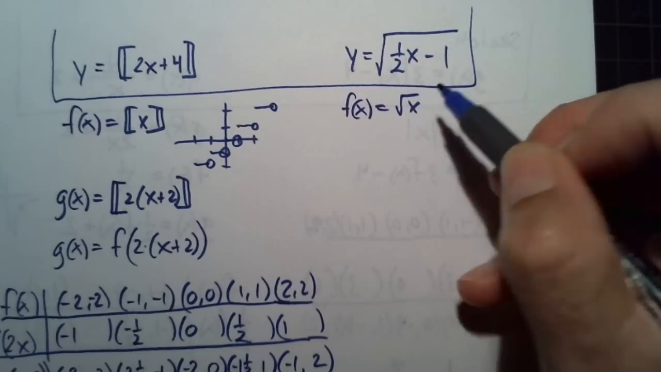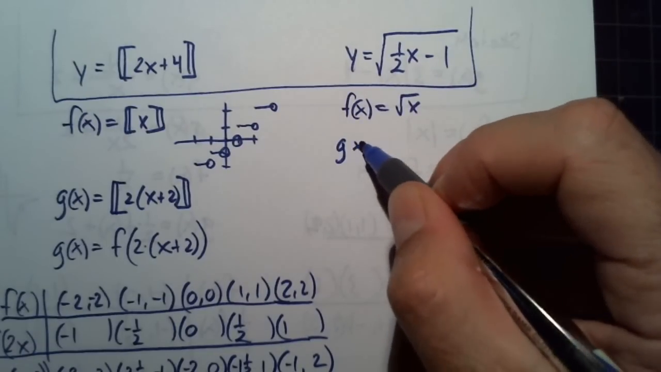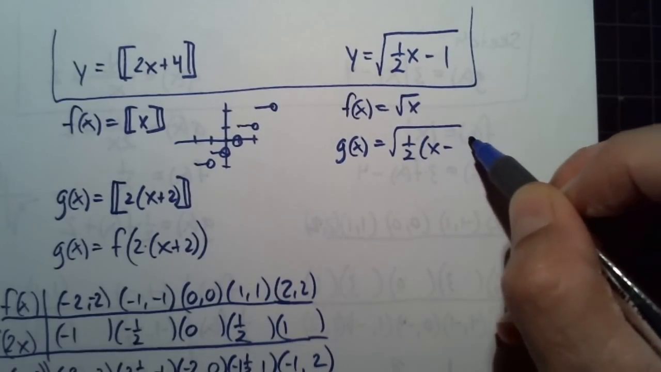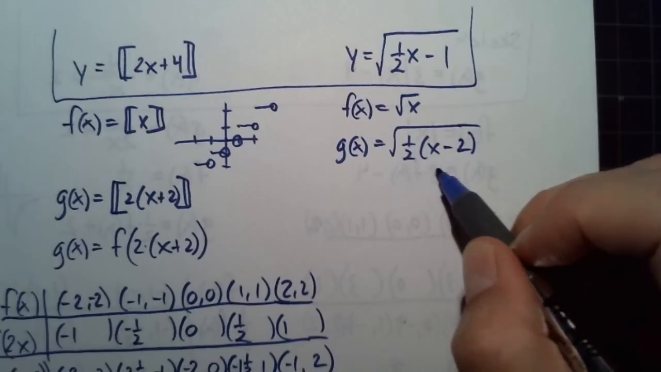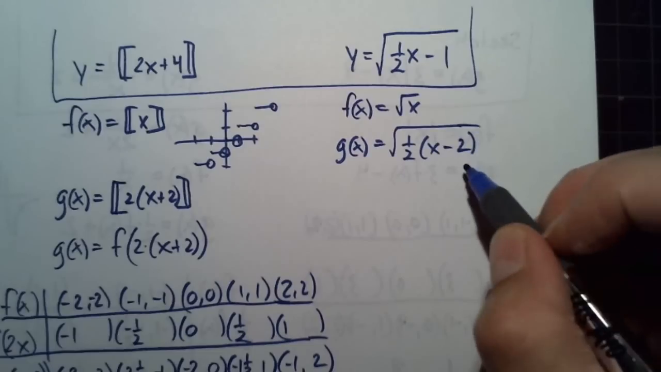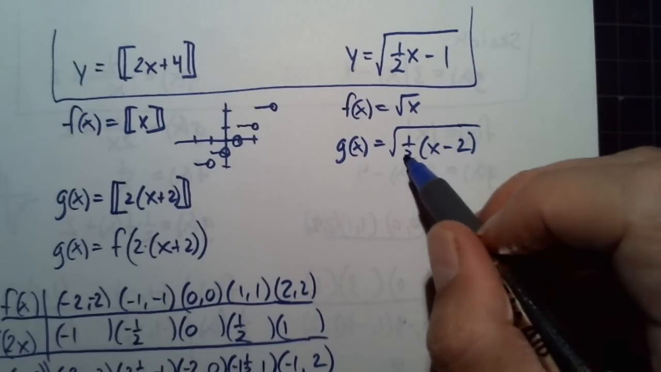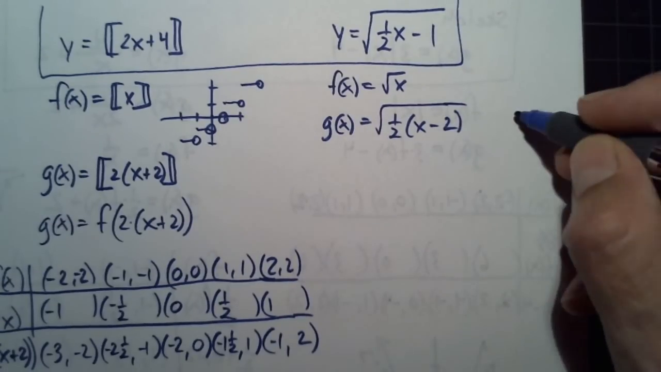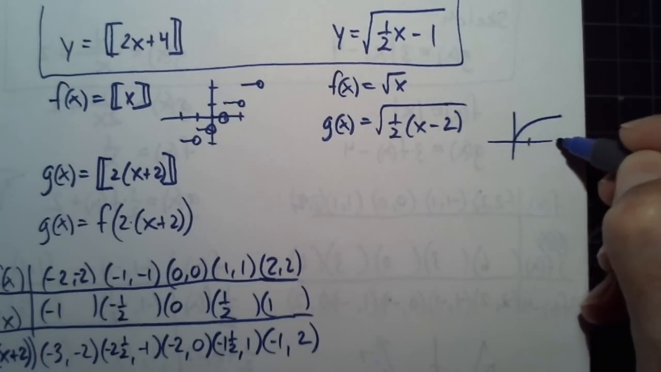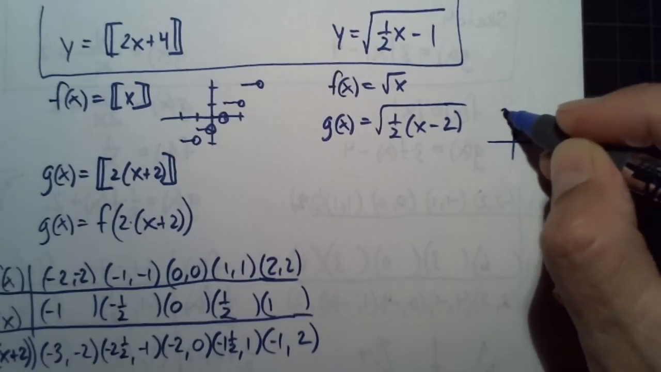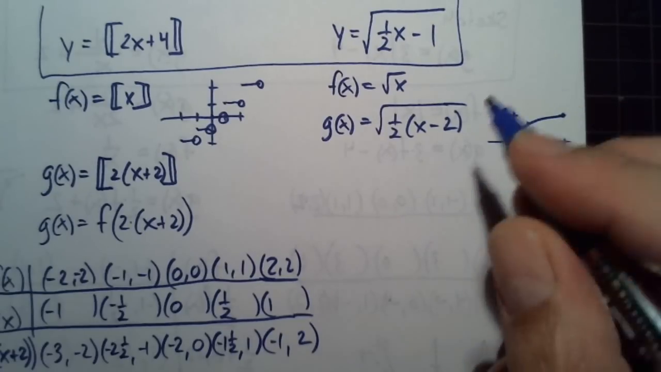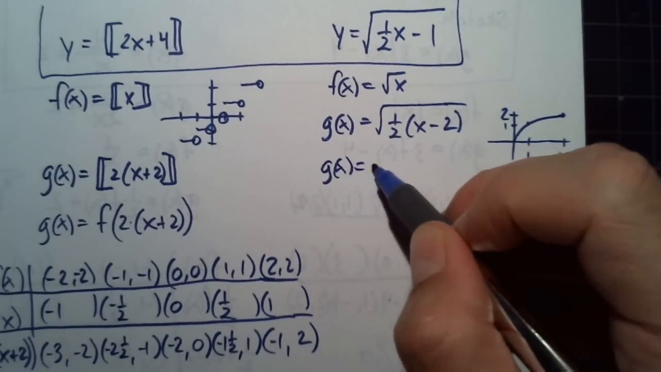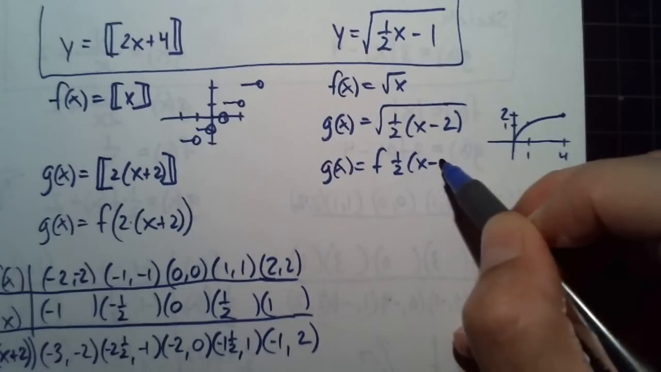The parent function is radical x. We want to write it as 1/2 x minus 2, because if I distribute the 1/2 it would take it back to a 1, so this is how we factor it. It has to be factored for us to see the horizontal transformations. And remember that we need these 3 points, 4, 2, 1, 1, 0, 0. And this would be g of x is f of 1/2 x minus 2.